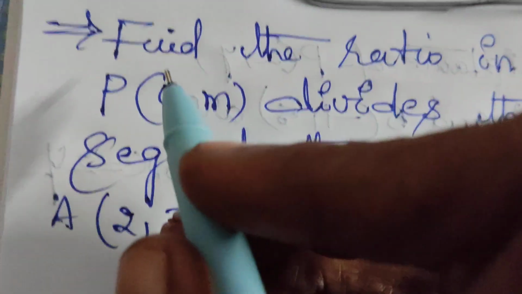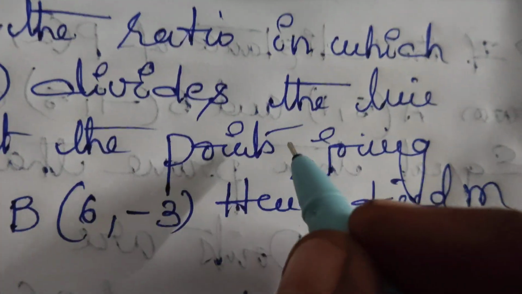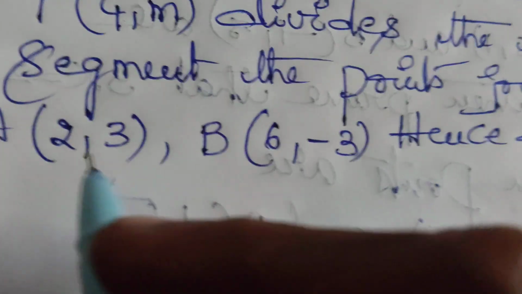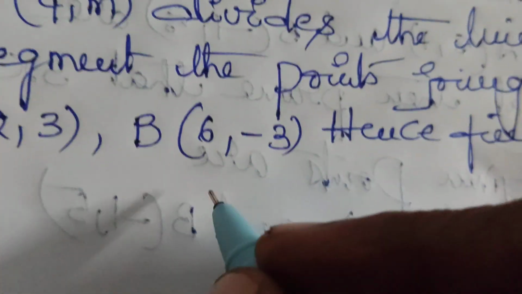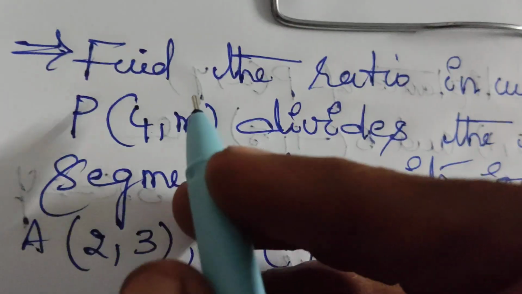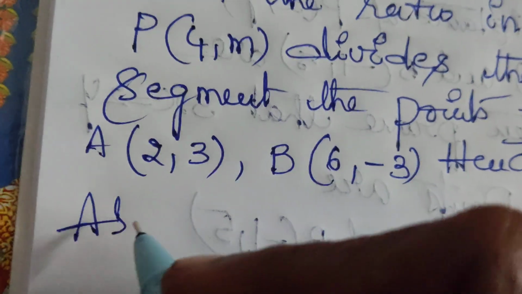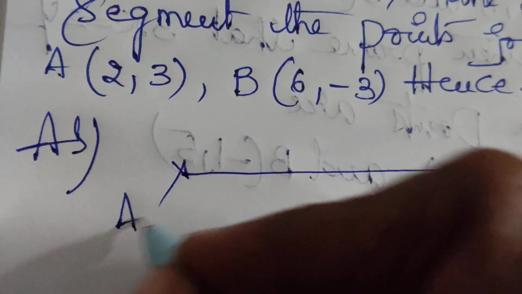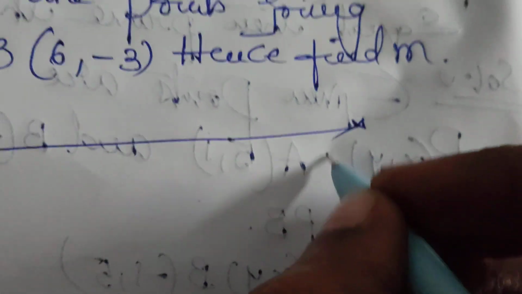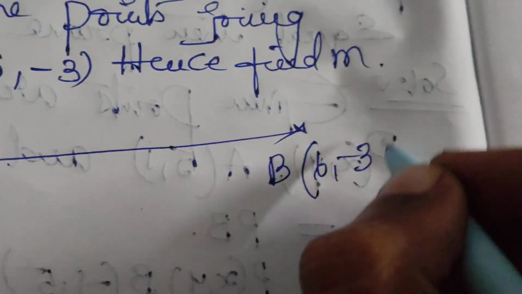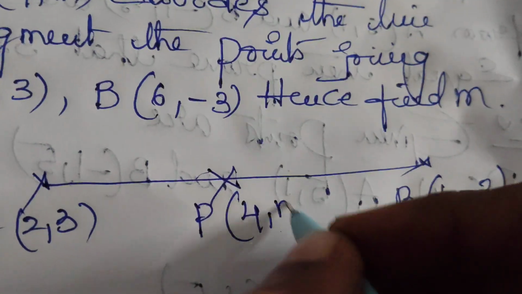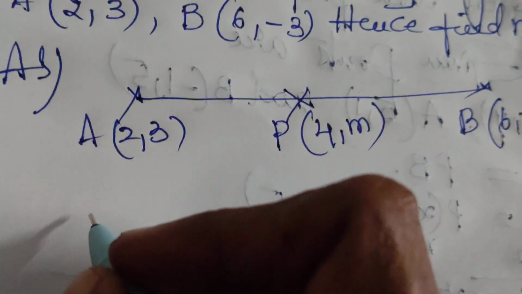Today we are going to explain this problem: find the ratio in which P(4, m) divides the line segment joining the points A(2, 3) and B(6, -3). Hence find m. Here, given the line segment joining A(2, 3) and B(6, -3), it is divided in a ratio by the point P, which is given as (4, m).